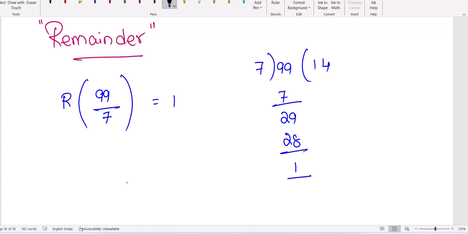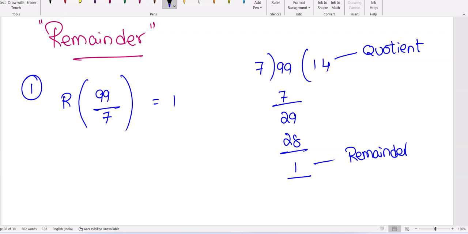This is very basic. I am starting from basic. First you should understand what my question is. Remainder. Here my focus is only on remainder. Don't say 14. What is 14 here? Quotient. Not coefficient, quotient. And this is what is called the remainder. This is the divisor, all those things.